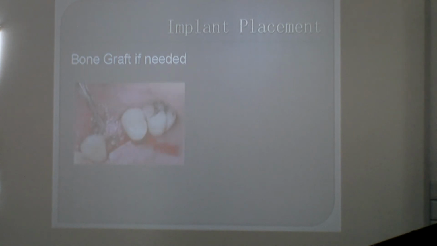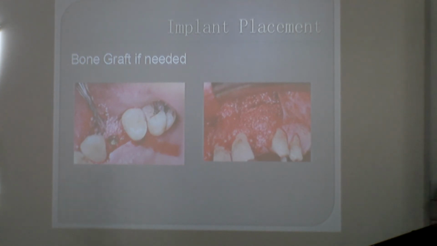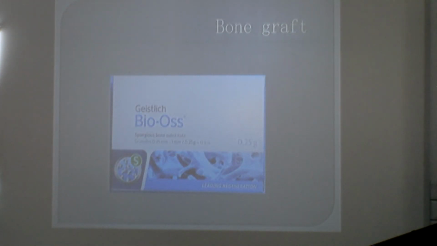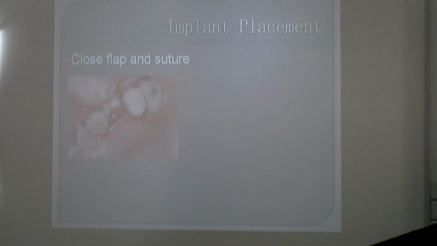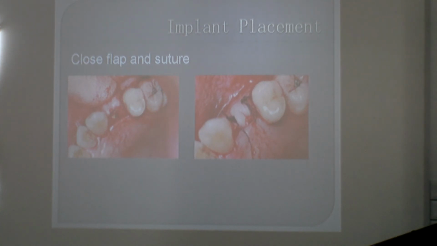So bone graft is done. Make sure you've got bone graft there before the surgery. Then close the flap and suture. We're going to talk about different types of sutures as well. And make sure you select the type you want.